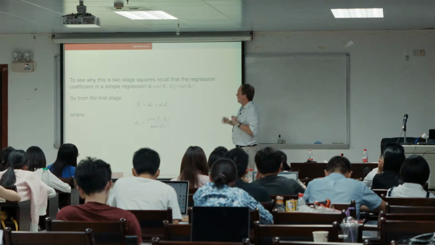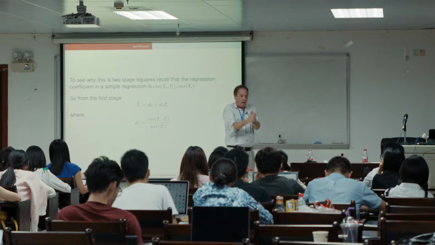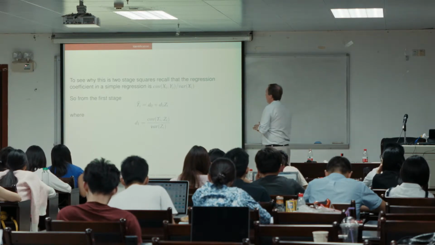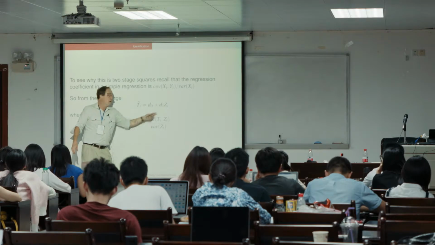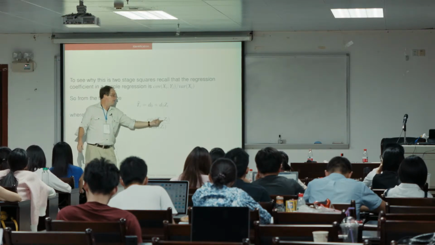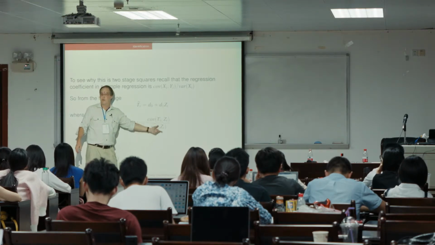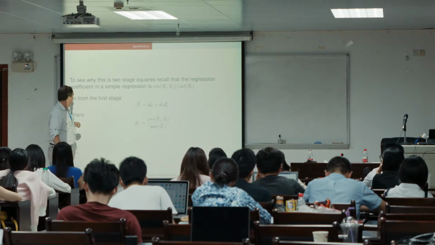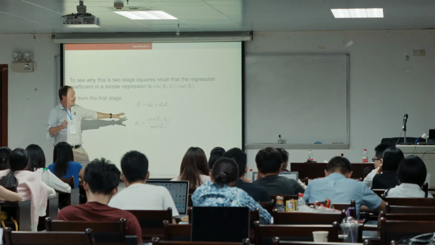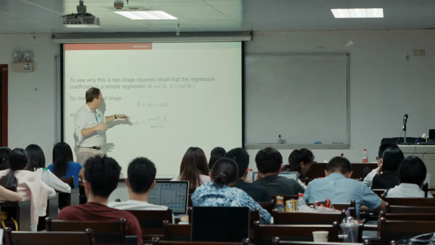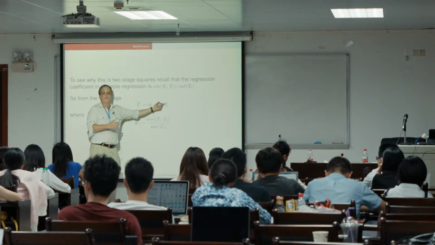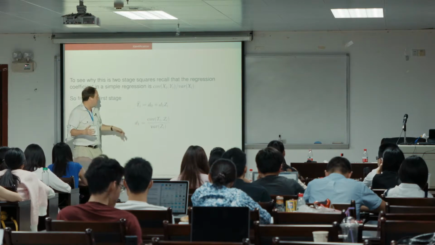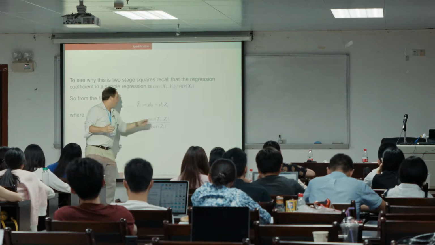From the first stage, if I run a regression of the treatment on the instrument, it's going to be d naught plus d1 z. So what is d1? It's just the covariance of t and z divided by the variance of z. So this is my first stage. And for the first stage to show up, I need this thing to be positive. If it's not positive, d1 is 0, and it's not going to work very well.